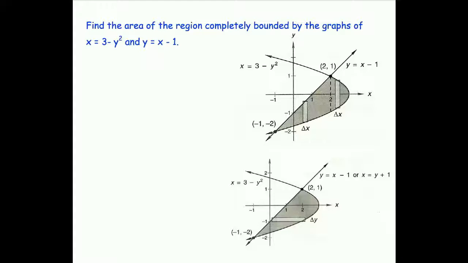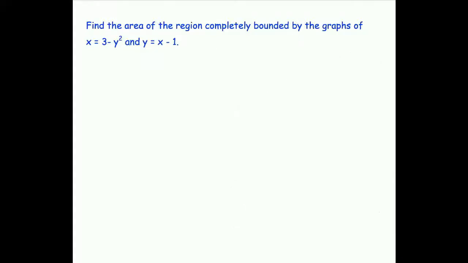So we come to this next one. It says find the area of the region completely bounded by the graphs of x equals 3 minus y squared and y equals x minus 1. So I do have the graphs here, but let's just think about this first. It says find the area of the region completely bounded by the graphs of x equals 3 minus y squared and y equals x minus 1.